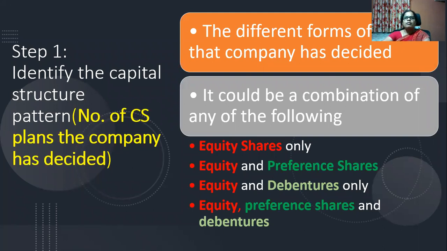A company can mobilize capital in different forms. It could be a combination of any of the following: equity shares only, equity and preference shares, equity and debentures only, or equity, preference shares and debentures. So the first step is to identify the different financial plans that the company has at its option for making a choice.